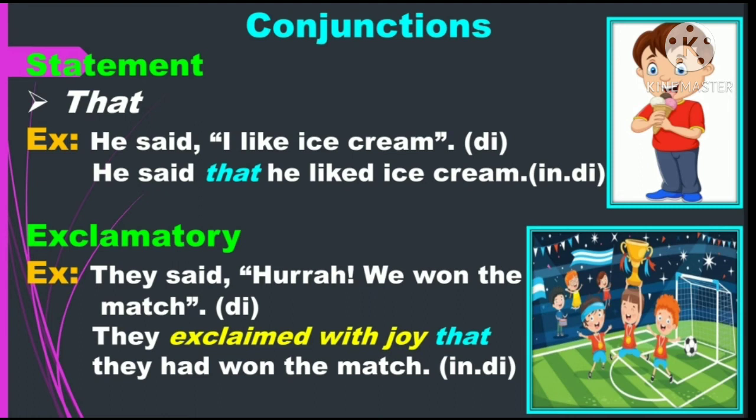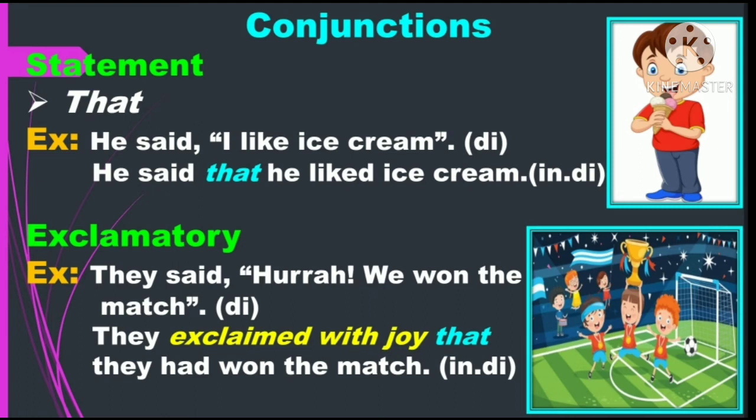So when it goes to indirect speech, we should use "that" as a conjunction word to connect the reporting verb and the reported speech. Look at the example. He said that he liked ice cream. So, the highlighted word is "that", which we are using there.